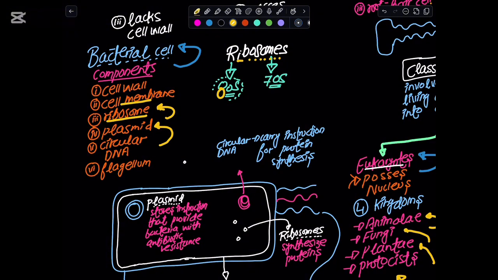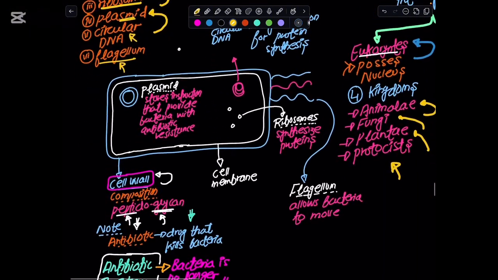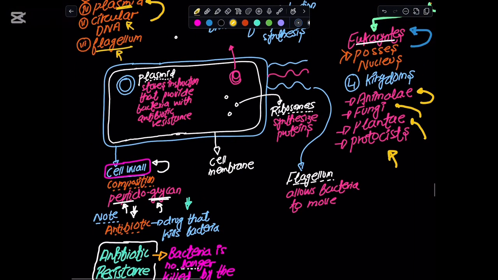Then they would have extra genetic material, and that would be the plasmid. Why am I saying extra genetic material? Because we are going to learn that the bacteria have their circular DNA, but some, not all, of the bacteria would have this extra genetic material that contributes to the antibiotic resistance phenomenon that we will look at in a while. And then some of the bacteria, again not all, have a flagellum. Now, if you were to see this diagram, again, this is my handmade diagram.